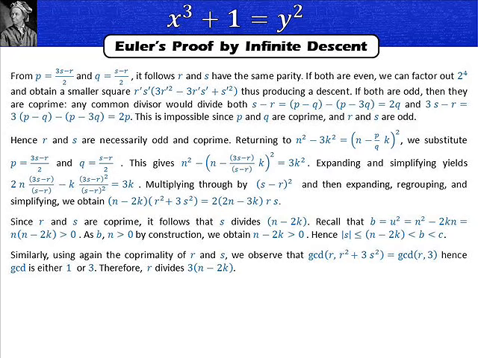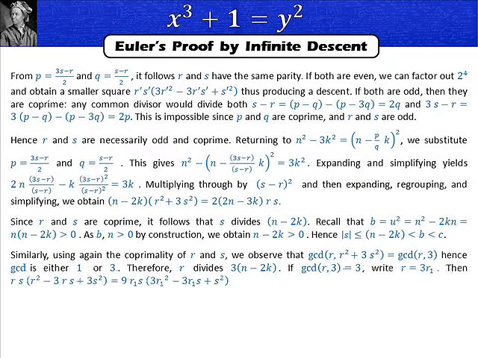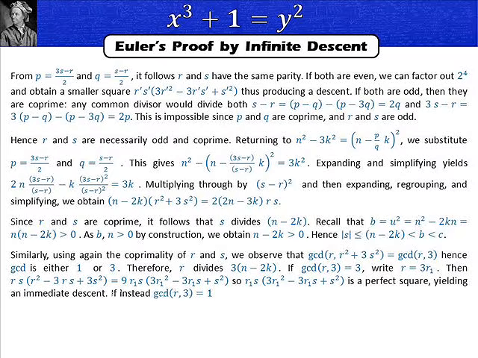Therefore, r divides 3 times (n minus 2k). If the greatest common divisor of r and 3 is 3, write r as 3r sub 1. Then Euler's new expression equals 9 times another expression of the same form. So that second expression must also be a perfect square, giving an immediate descent. If instead r and 3 are coprime, then r divides n minus 2k. Hence, the absolute value of r is equal or smaller than n minus 2k, which is smaller than b, which is smaller than c.